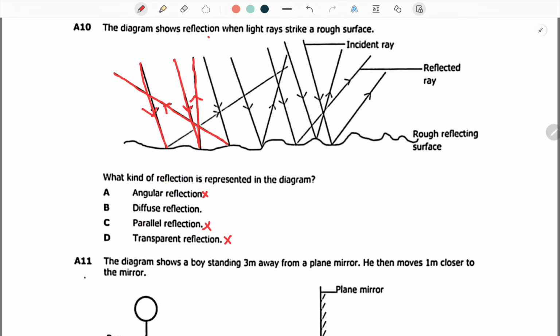Diffuse. In other words, you have this coming, this goes up. You have this coming, you have this going up. They are diffuse. In other words, they are moving everywhere. There's this one going there, there's this one going this side. They are moving everywhere. So they are diffuse.